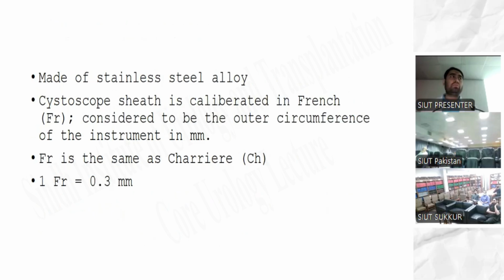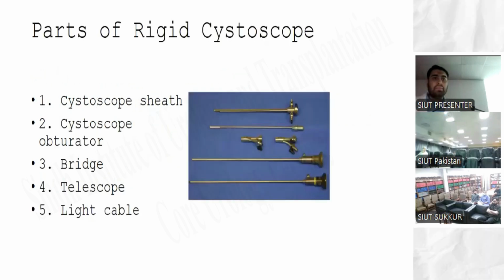Now, the rigid cystoscopes are made up of stainless steel alloy, and as far as the size is concerned, it is expressed in French. 1 French is equal to 1/3 of a millimeter, or 1 mm is equal to 3 French. The length is a different thing, and this is the size, and the circumference of the cystoscope is a different thing.